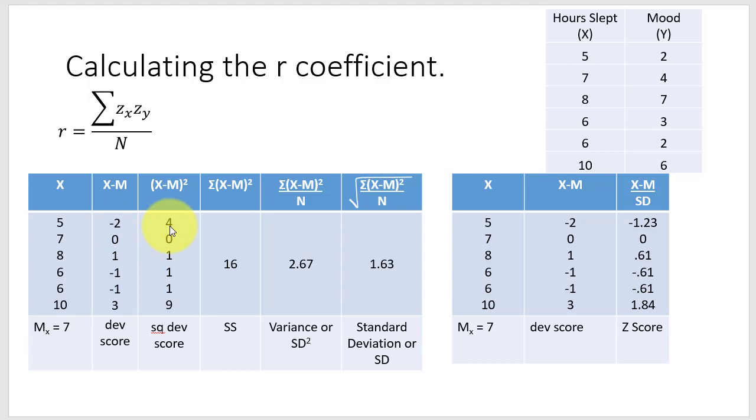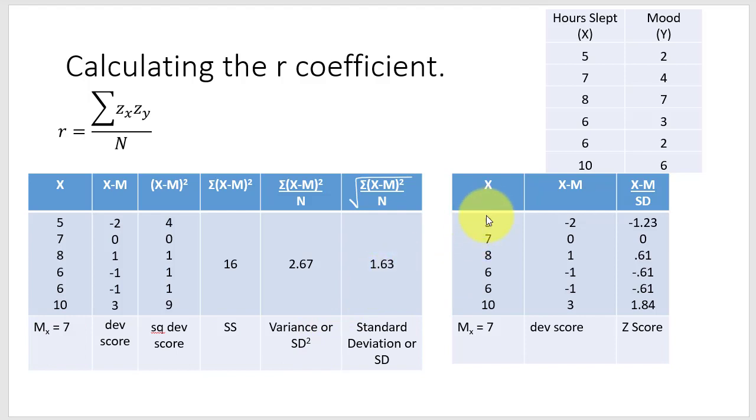I squared them to get rid of the negative signs, which would lead us to 0 if we added them together. We add our squared deviation scores and we get 16. We divide it by n, which gives us our variance, and then we take the square root, which gives us the standard deviation. So on average, people slept 7 hours with a standard deviation of 1.63.